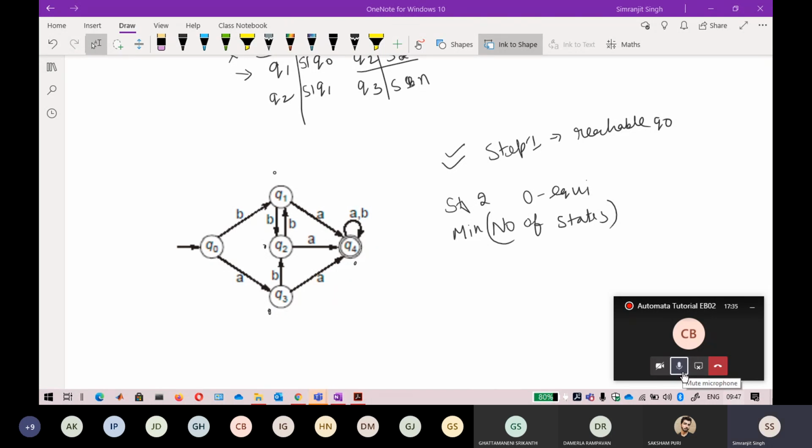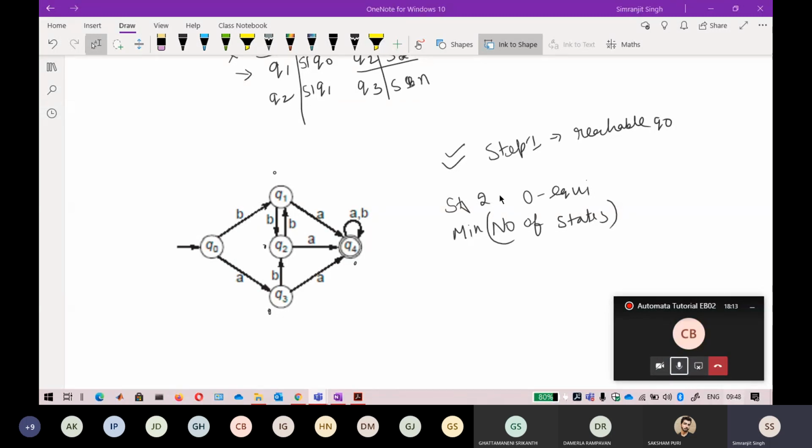Okay, I think Phanindra has got three states. Yeah, seems correct. It will be minimized to three states. Okay, Saksham has also got the right answer. So it is minimized to, I think, three states. Yeah, absolutely.